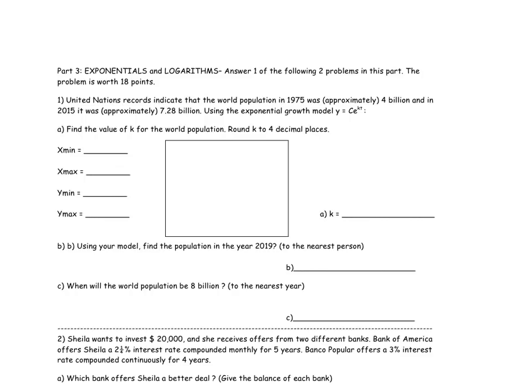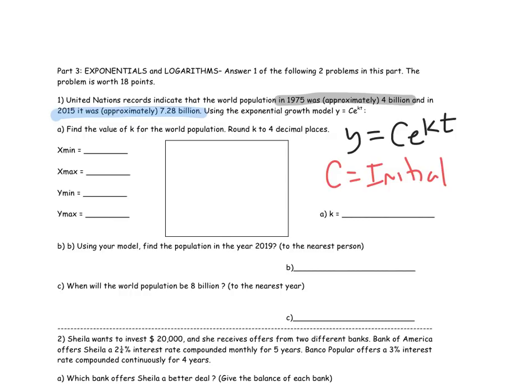Part 3 deals with exponentials, and number 1, United Nations records indicate that the world population in 1975 was approximately 4 billion, and in 2015 it was approximately 7.28 billion. We need to use the exponential growth model to go about answering some questions. So this is the exponential growth model, sometimes known as the law of uninhibited growth. And there's 4 variables. C represents the initial value, or the initial amount.